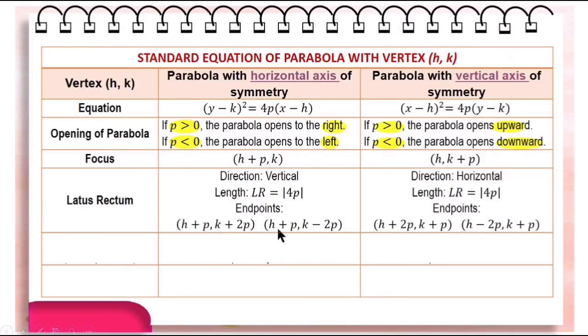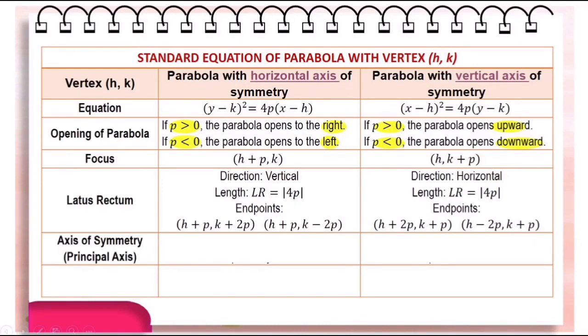Same itong dalawa, pati dito. But just take note na kung 2p, ang isa ay ia-add at ang isa ay isusubtract. Kapag right or left, ia-add at isusubtract sa k. Pero pag upward or downward, ia-add at isusubtract naman sa h. Dito ay h plus p at dito ay k plus p.